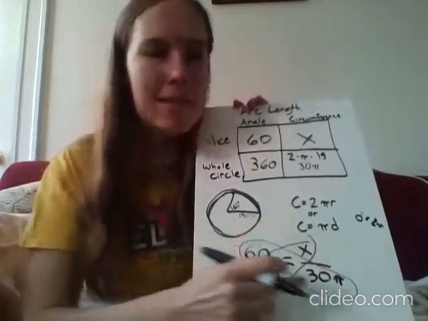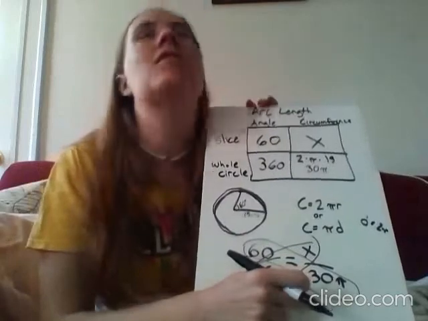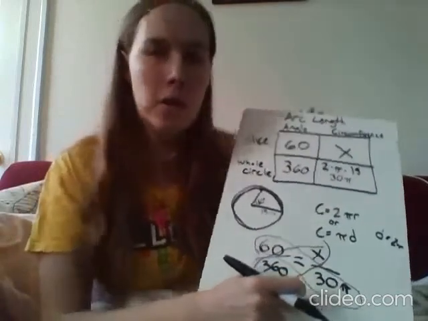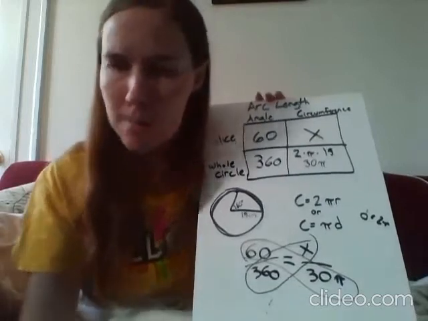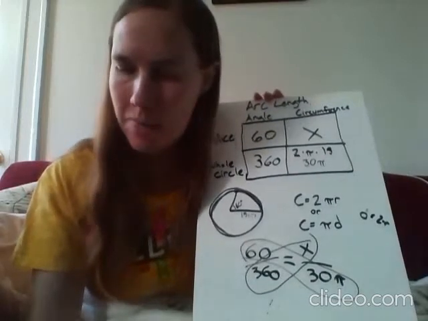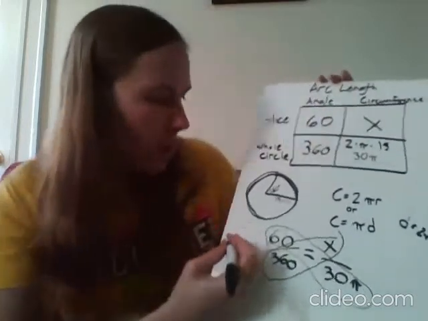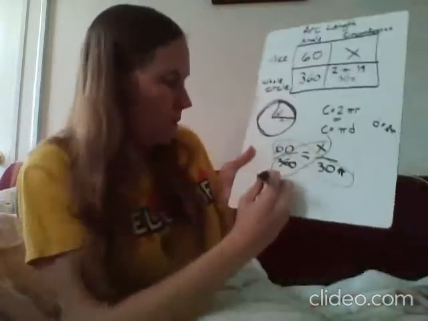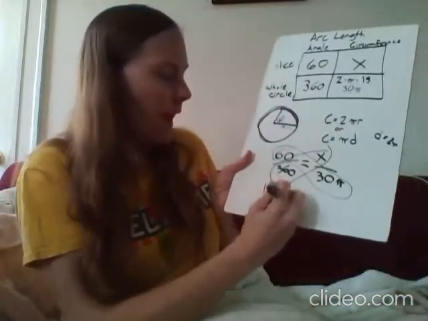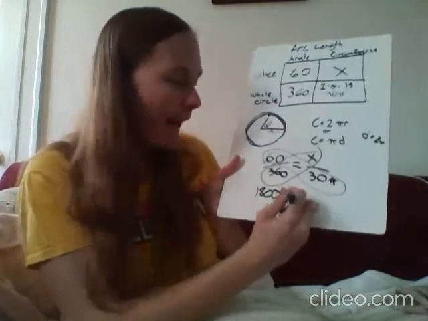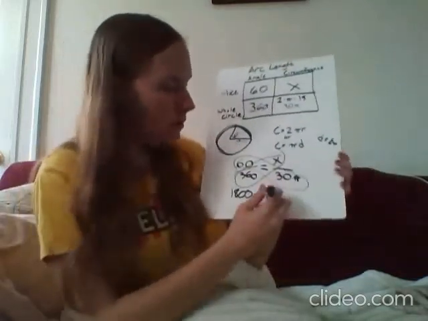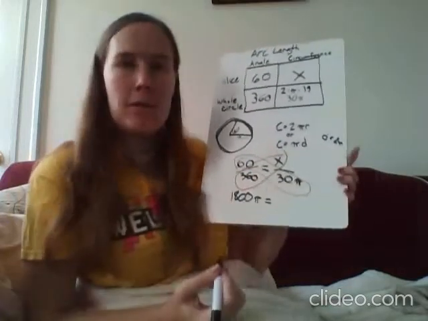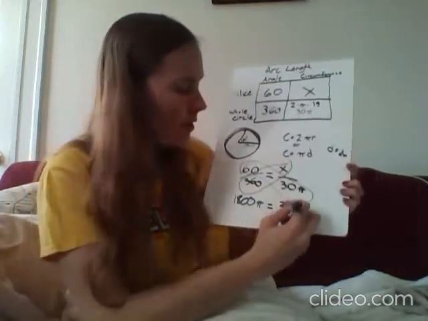So I have 60 times 30, which is 6 times 3, which is 180,000. Mental math is hard, sorry. Yep, I was right. So it's 1,800 pi, because we can't forget about that pi, equals x times 360, which is just 360x.